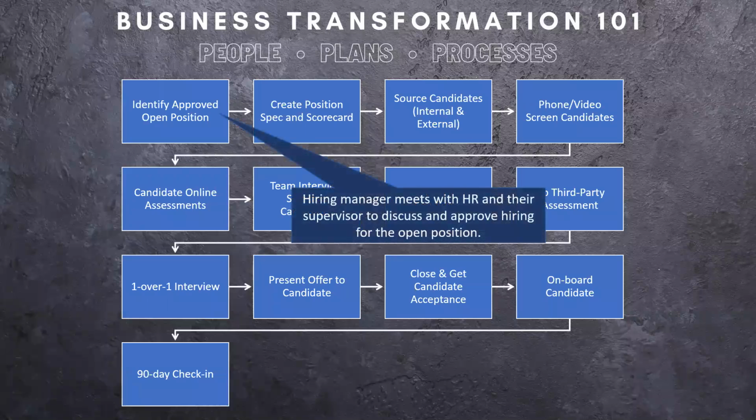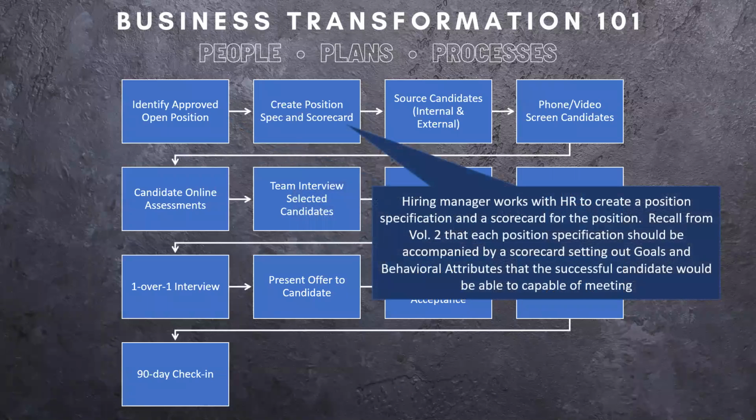In the first step, the hiring manager teams up with their supervisor and HR to determine the need for the hire and approve hiring for a position. In the second step, the hiring manager works with HR to create a position specification and a scorecard for the position. Recall from Volume 2 that each position specification should be accompanied by a scorecard setting out goals and behavioral attributes that the successful candidate would be able to meet.